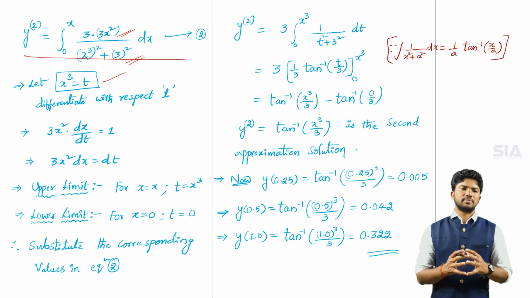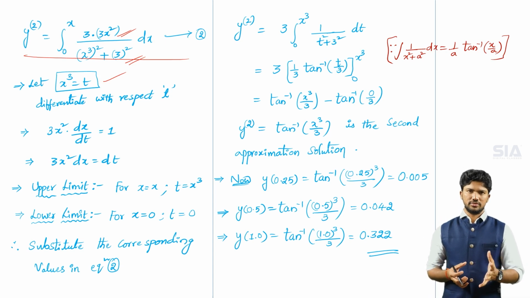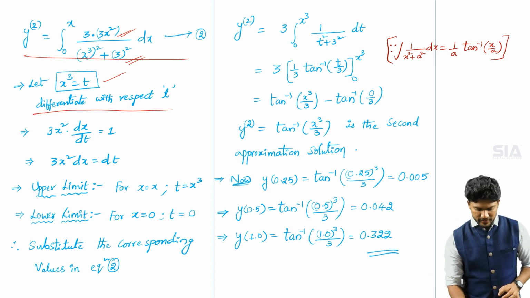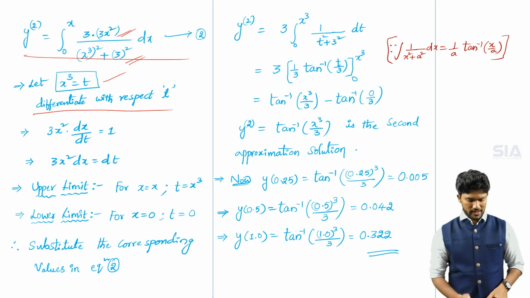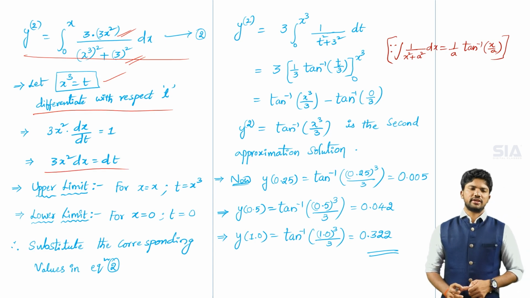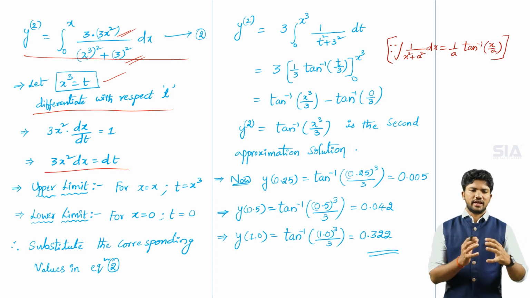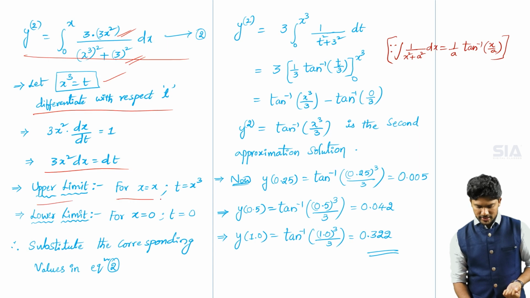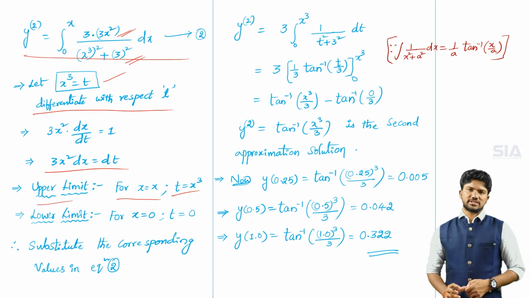Now let x cube be equal to small t, to simplify the above equation number 2. Differentiating, we get 3x square into dx by dt equal to 1, so 3x square dx is equal to dt. Whenever you make this substitution, the upper limit and lower limit will change. For the upper limit x equal to x, t is equal to x cube.